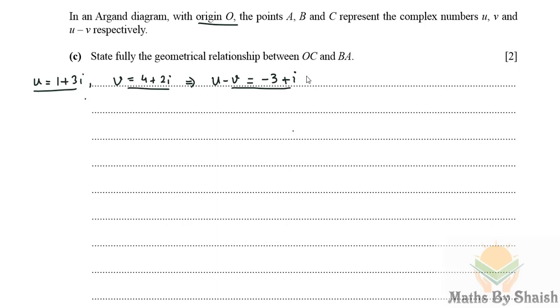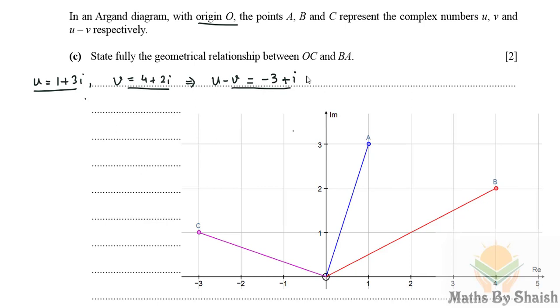So I'll do it directly. From here we can see this is going to be 1 plus 3 iota, so it is A, this is origin, OA, and v is 4 plus 2 iota, this is 4 plus 2, that is B, and C is minus 3 plus iota, so minus 3 plus 1, this is going to be u minus v, that is C. So from here we can see the relationship between OC, O to C, and B to A. O to C is going rise 1 and run is 3. Again from B to A is also rise 1 and run is 3.